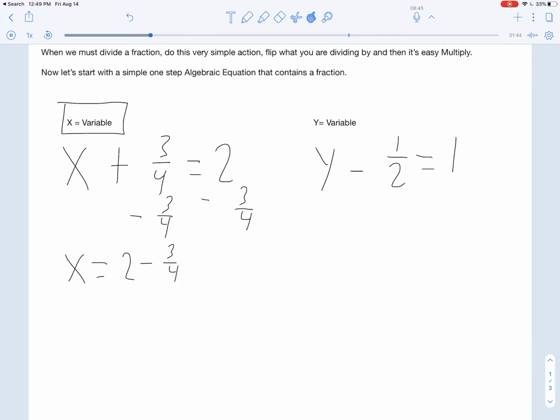Now remember, whenever we subtract a number with a fraction, we need to find a common denominator. So, 2 is equal to 2 over 1. Now, the closest common denominator that we can come up with is 4. So that means we multiply by 4, and that gives us 8 over 4, which is equal to 2, minus 3/4, and we get x is equal to 5 over 4.